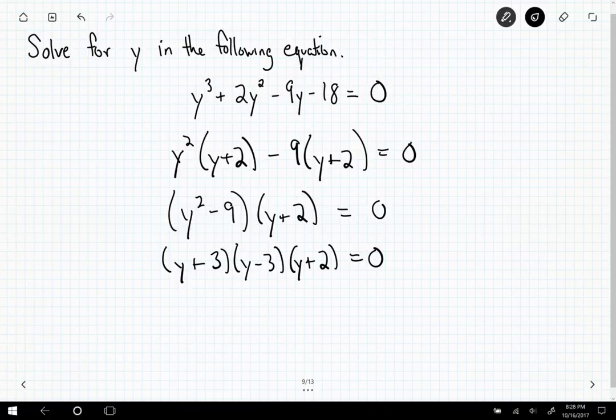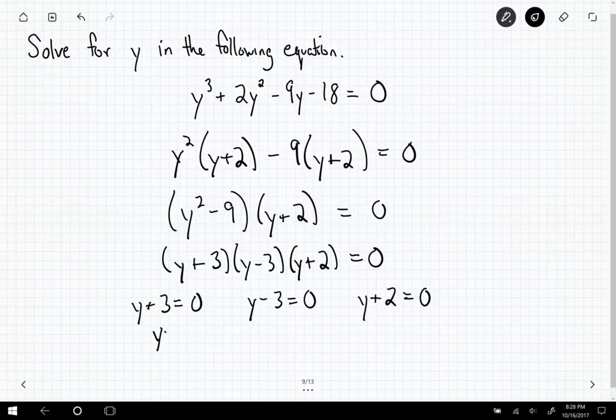Well, the beautiful thing here is, as we know before, if a product of three things is going to be equal to 0, at least one of those three has to be equal to 0 itself. So you have three different equations. y plus 3 equals 0, y minus 3 equals 0, and y plus 2 equals 0.